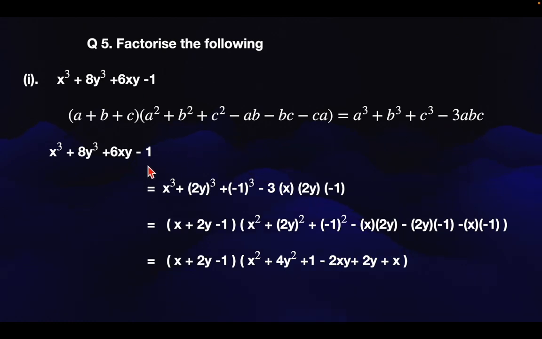Okay, so let's write it in the standard form. So x cube plus 2y cube minus 1 cube minus 3 into x into 2y into minus 1. Now you just open and check whether it is 6xy. So here minus is plus, 3 2s are 6, 6xy. So this is correct. It is in the standard form. Now you can apply this identity. Just replace a with x, b with 2y, c with minus 1 in this expression. Simplify it, you will get the answer.